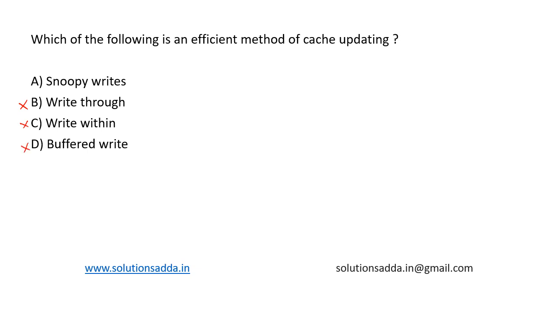And let's see option A. Option A is called snoop writes. In a snooping system, all caches on the bus monitor, or snoop, the bus to determine if they have a copy of the block of data that is requested on the bus. Also, every cache has a copy of the sharing status of every block of the physical memory it has. As a result, this is much better than the other three options. For performance reasons, it is important to note that the snooping function should not interfere with the normal operation of a processor and its cache. So it is an efficient method of updating the cache. So option A, Snoopy writes, is the correct answer.